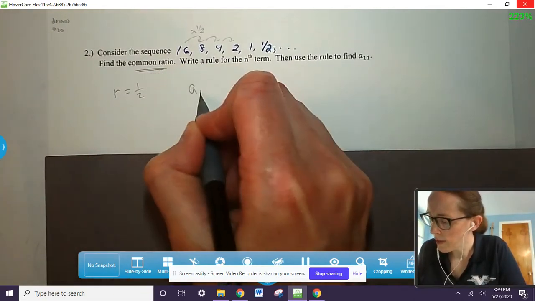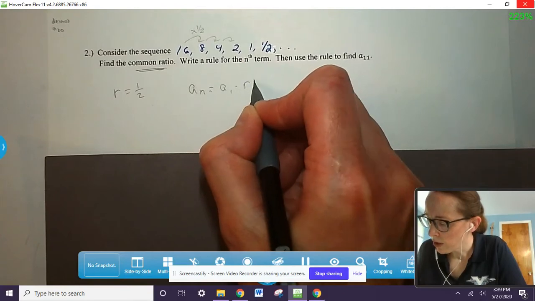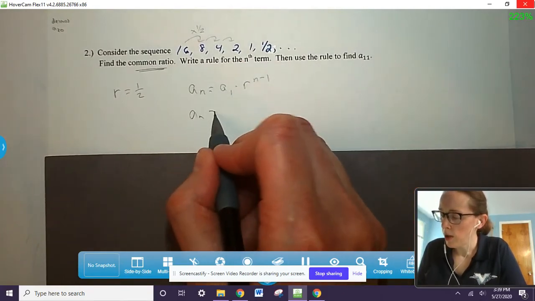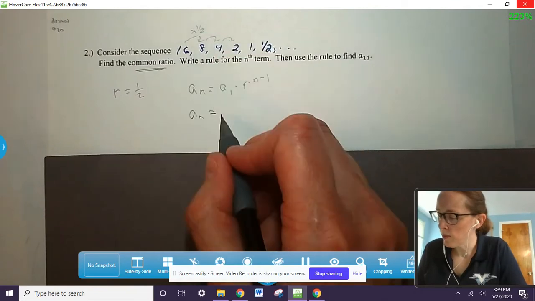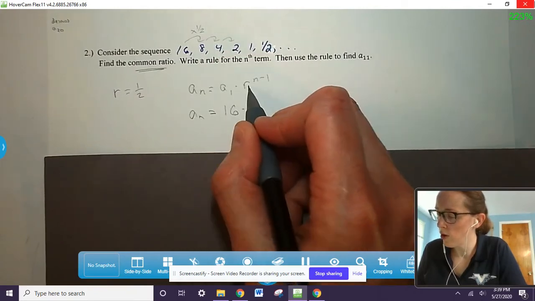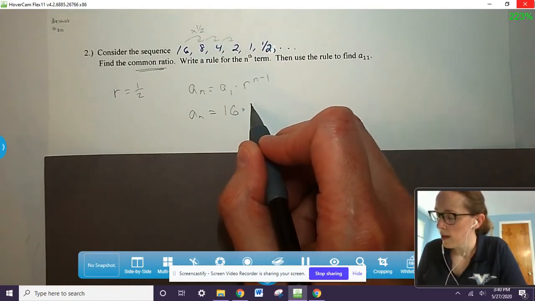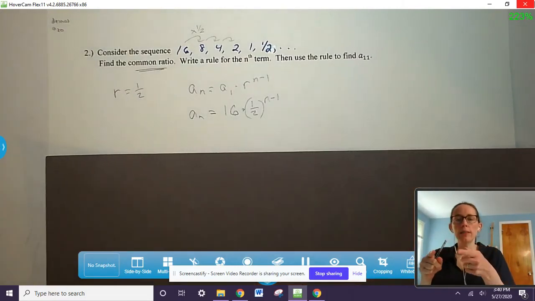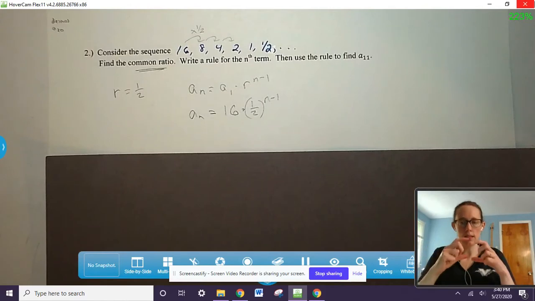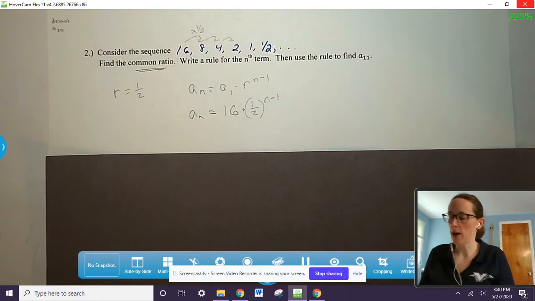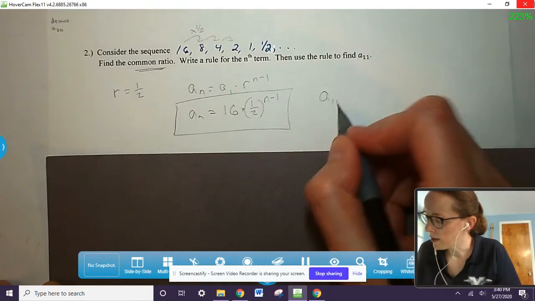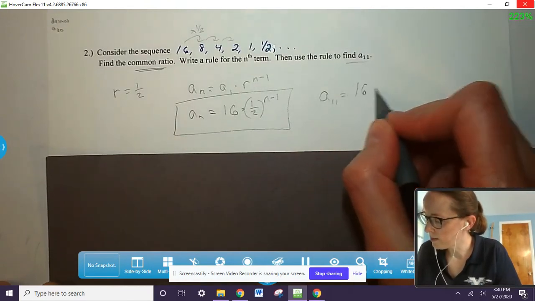The rule for the nth term, you can look at your notes here to get that general structure. And then we're going to plug in a sub 1 with our first term. And then r is going to be 1/2, and that's to the n minus 1. I went ahead and put 1/2 in parentheses because I want it to be nice and clear that the entire fraction is being raised to the n minus 1 power. That's it. Now to find a sub 11, we're going to plug in 11.